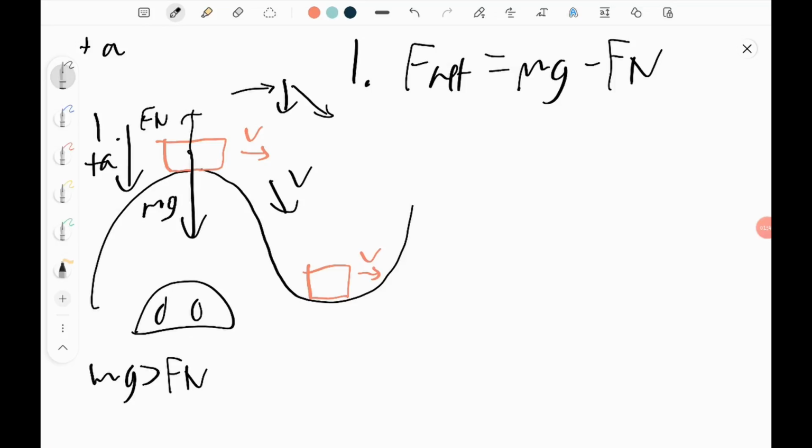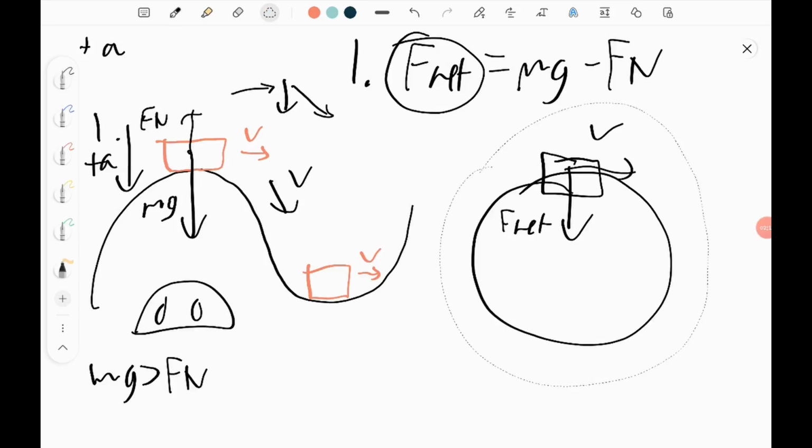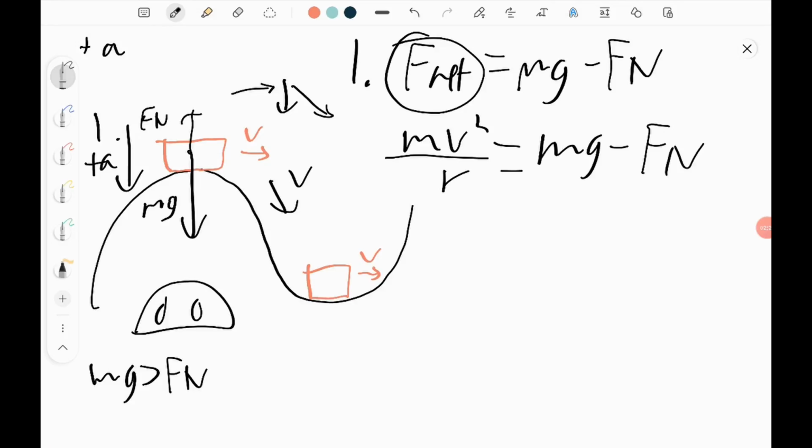Now, if we have a circle here, we can imagine this half of the hill to be this half of the circle. So we can just pretend that this block is here, and we have a rightward velocity v, and our net force is acting downward. So can we call F net the centripetal force? Yes, we can. So we can change F net to be, recall, mv squared over r, and we can set that equal to mg minus Fn. So that's the equation we're going to be using for the top of the hill right here.